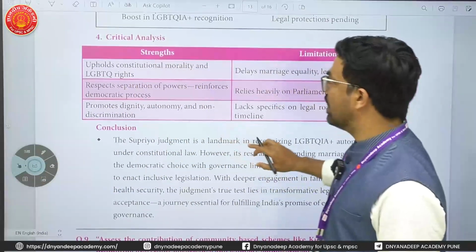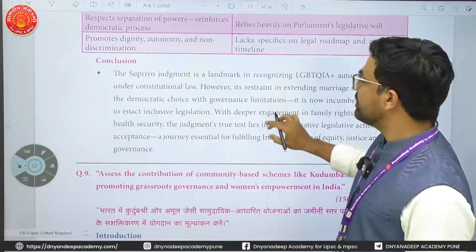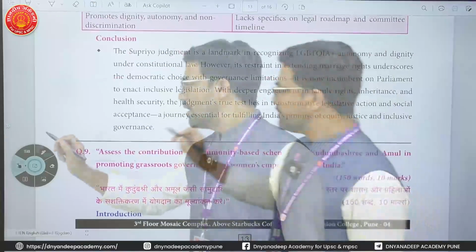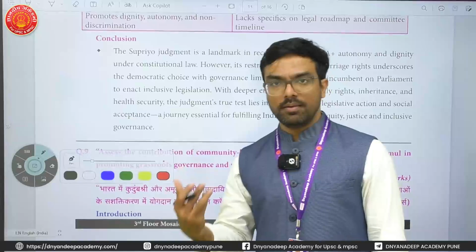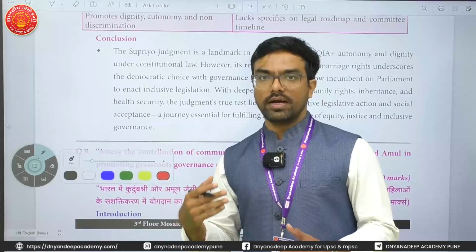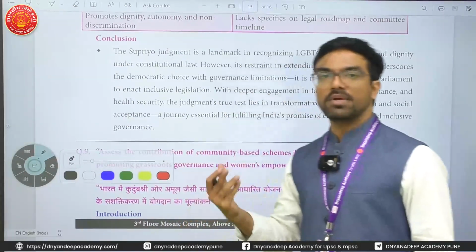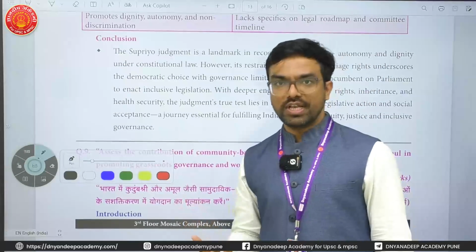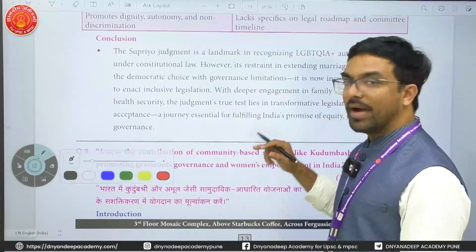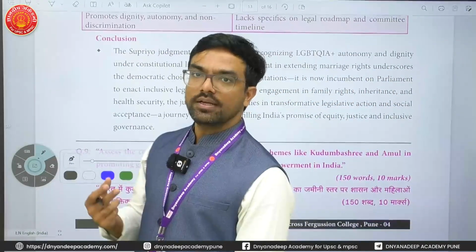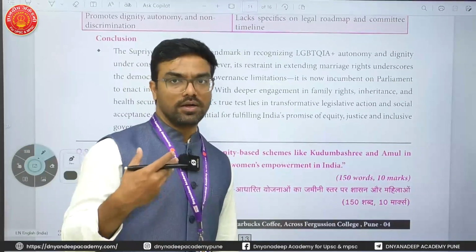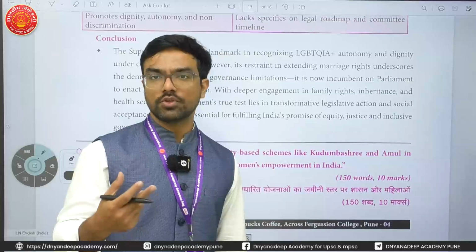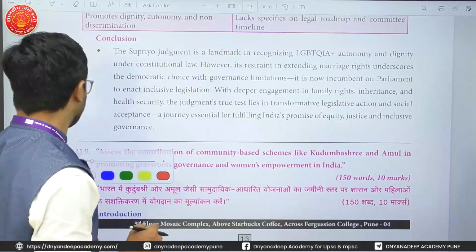Okay, so you can write this analysis, and in the conclusion, you can say that rightly, the Supreme Court has balanced its role. It has not resulted in judicial overreach. At the same time, Parliament should play its role and take steps according to changing needs and modernization in society. You can write this conclusion.